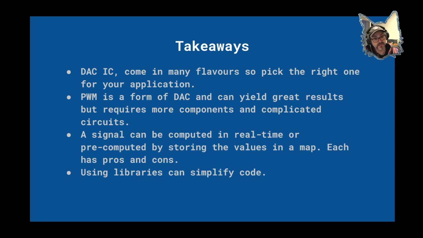DACs come in many different flavors. You need to know how to pick the right one for your application. We also learned that PWM is a form of DAC. It can yield great results, but it's going to require quite a few more components, and the circuits are going to be somewhat more complicated. A signal can be computed in real time or pre-computed by storing values in a value map. Each has their pros and cons, and there's even an in-between method. Great. Using libraries can simplify code. Okay, so with that, we have come to the end.